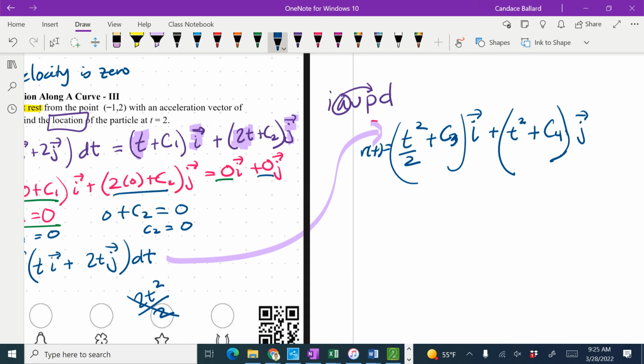Then I need to put in, I'm looking at what we subbed in here.